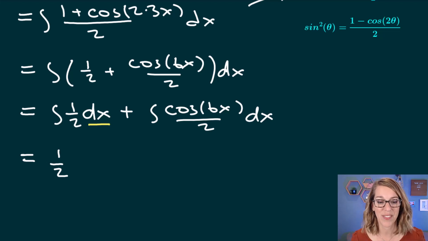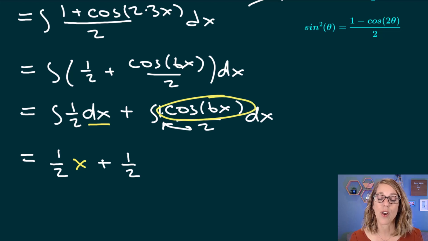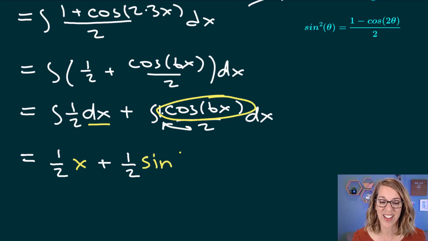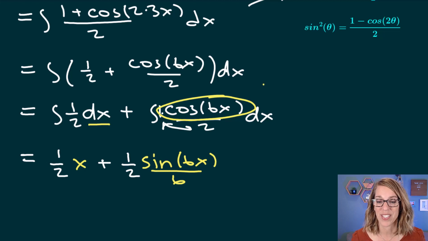The antiderivative of dx is x. In the second integral, I've got this divided by 2. If I put a 1 here, I can think of this 1 divided by 2 as a constant multiplier 1/2. I'm going to pull that out in front, and we're going to find the antiderivative of the cosine of 6x. The antiderivative of cosine is sine, so I get the sine of 6x, but with that constant multiplier of 6, I get a denominator of 6.